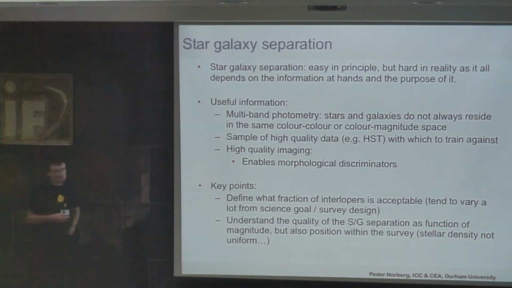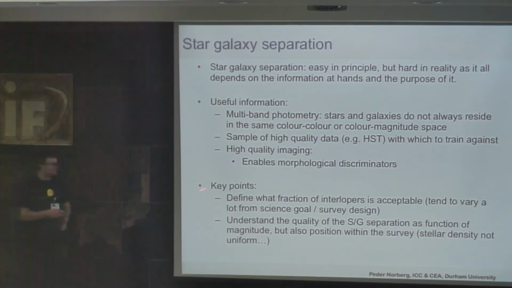The main thing is, it's essential that your survey has a uniform way of dealing with it, so that something which has been classified in this part of the survey as a galaxy is equally likely to be classified as a galaxy in that part of the survey. Now, that requires homogeneity of your data and of your data sets as well. And that's the hard part.